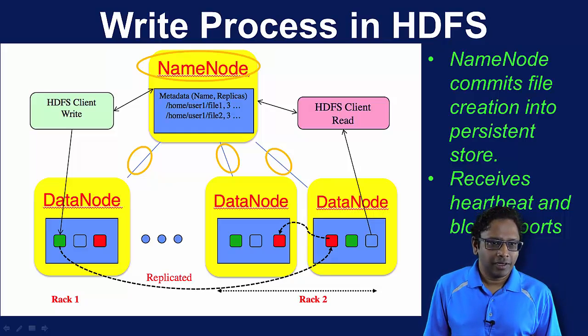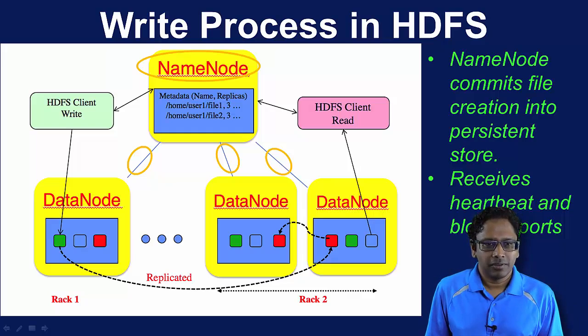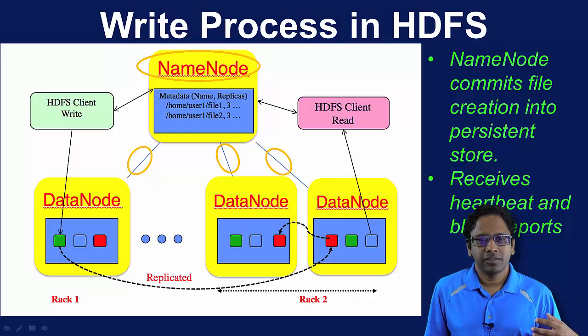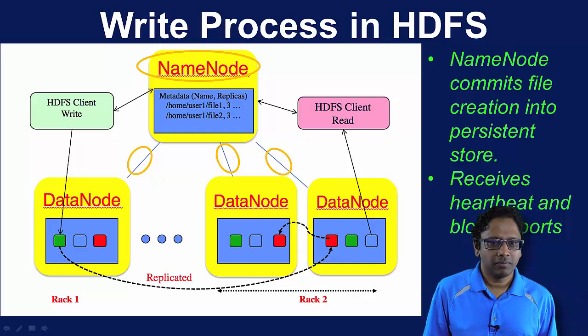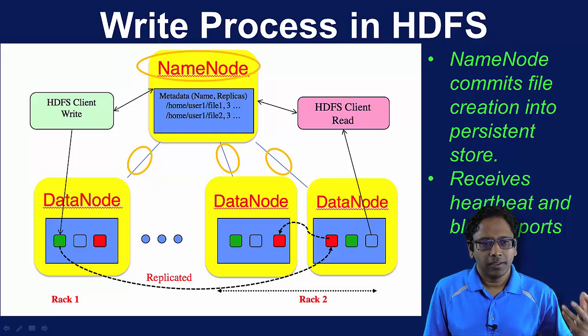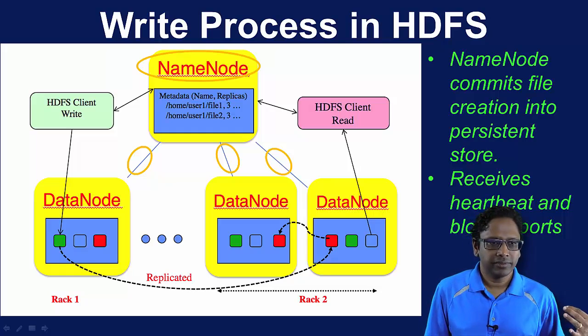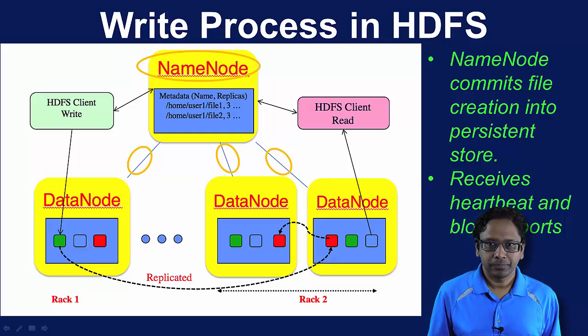And if there is a failure of a data node, the heartbeat is going to go away, or maybe you get a corrupted block. Either way, you're going to have the name node initiating the fixing of that.